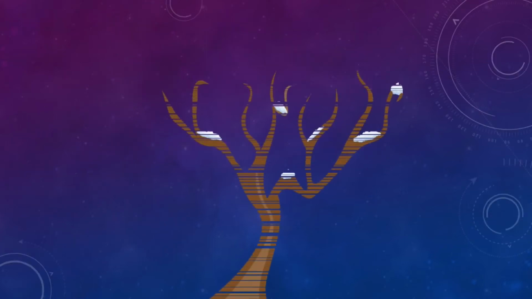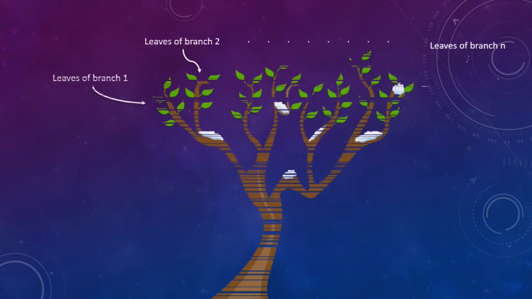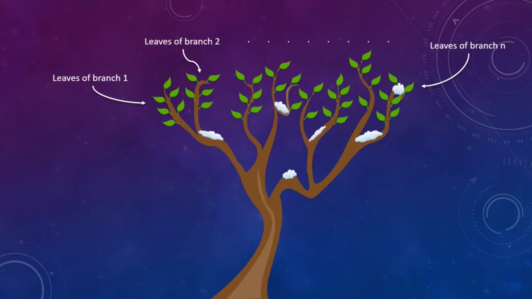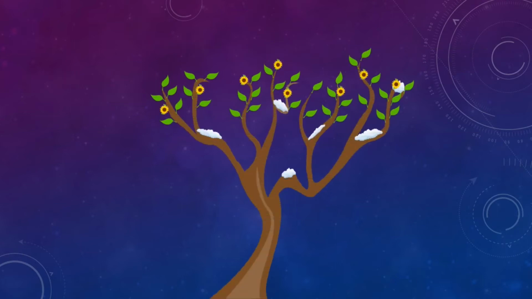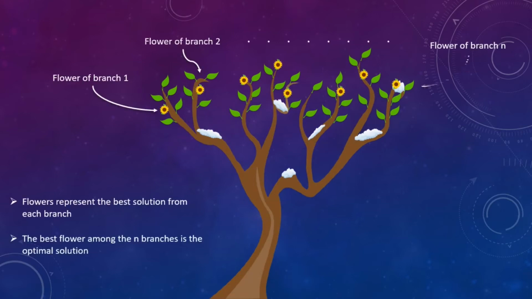There is a single tree with several branches, and each of these branches represents a sub-portion of the whole search space. And each branch has several leaves, each of which represents a unique solution. The algorithm progresses with the objective of minimizing or maximizing the score attribute of leaves by updating them to approach closer to the optimal solution.